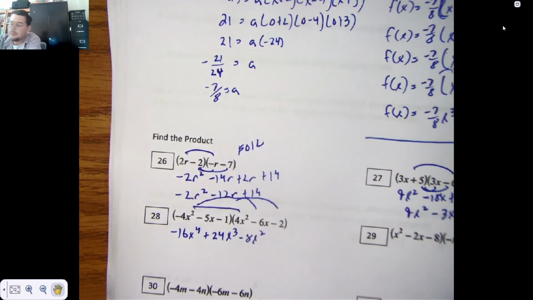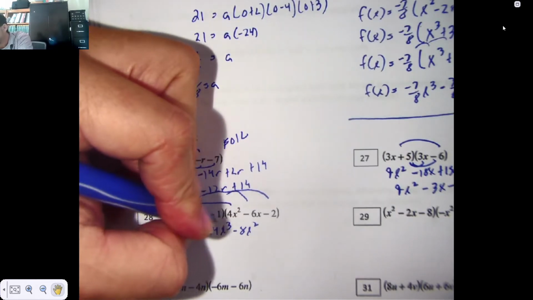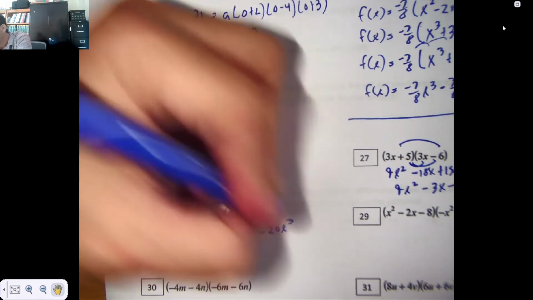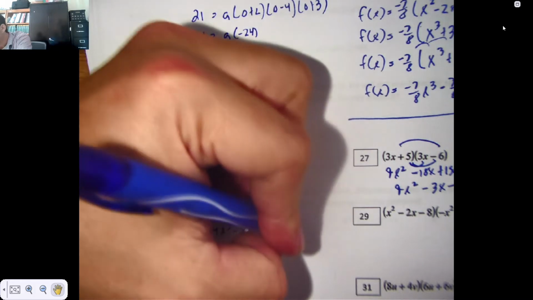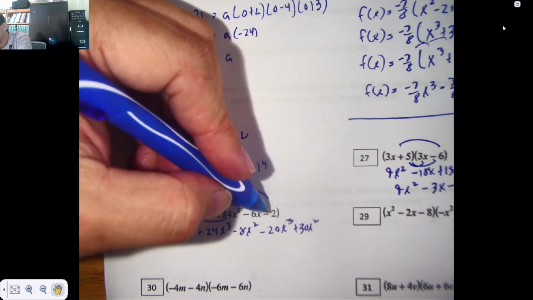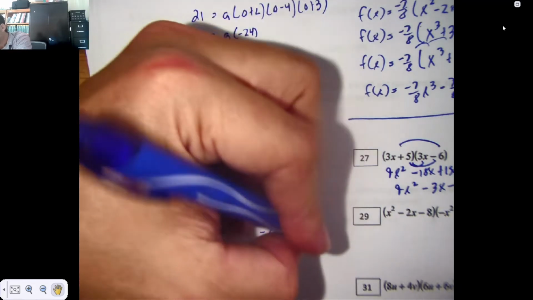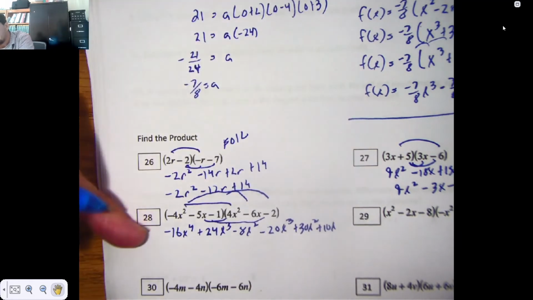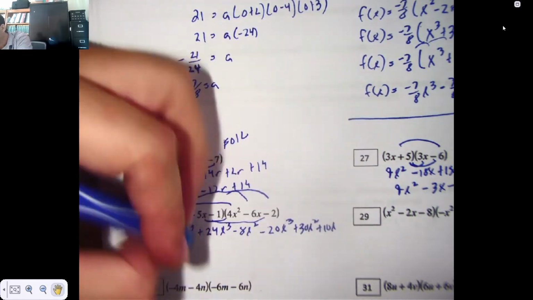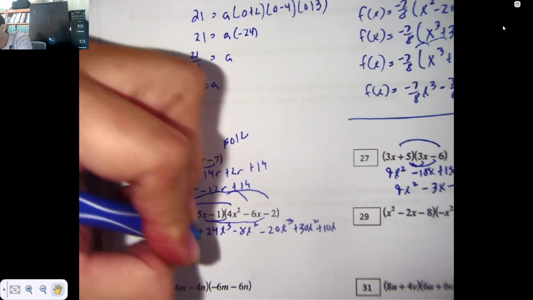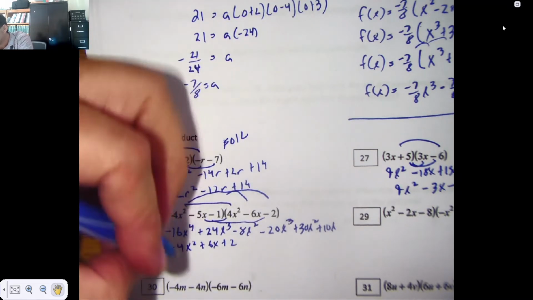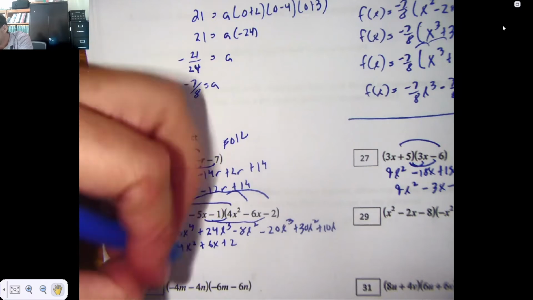I'm going to continue the process, this time with a negative 5, minus 20x cubed plus 30x squared, and then lost my place there, plus 10x. And I should have started more to the left, shouldn't I? Now I'm going to distribute the negative 1, so minus 4x squared plus 6x plus 2. And I'm going to combine like terms. The highest exponent I see is 16x to the fourth.